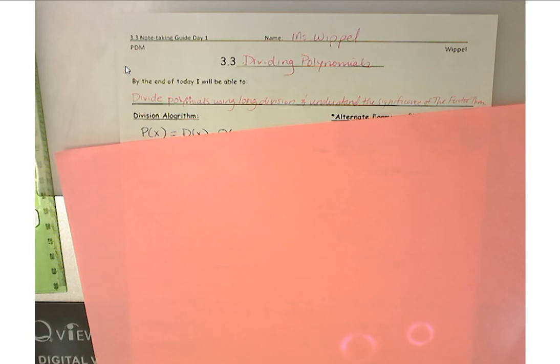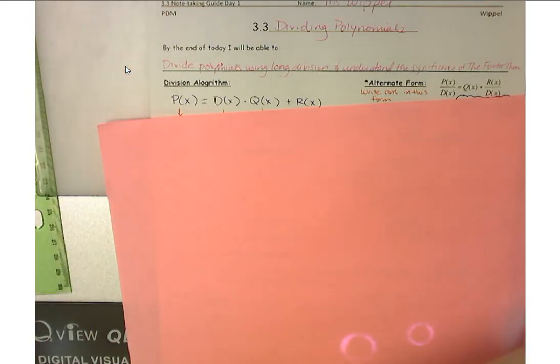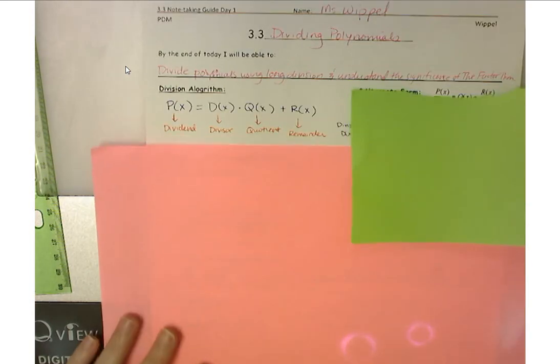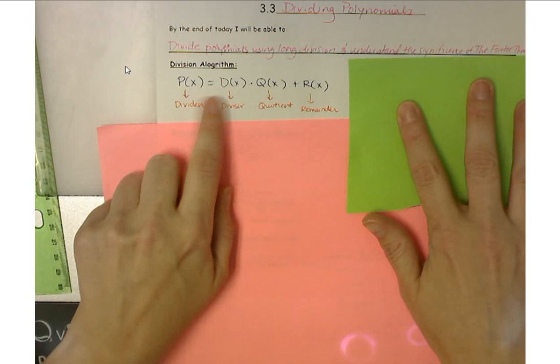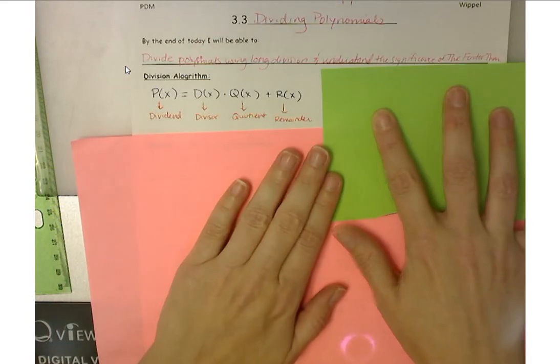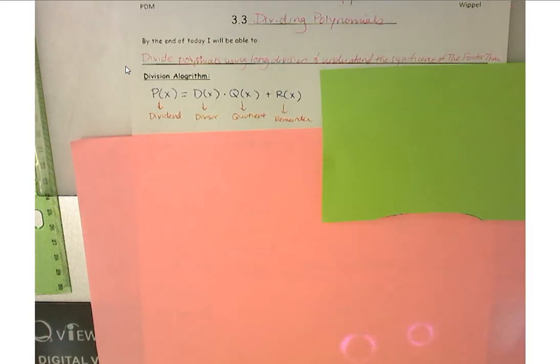And we are going to do this using long division and understand the significance of the factor theorem. So with the factor theorem, we'll also be using synthetic division today. So the first thing the textbook mentions when you're doing long division is this division algorithm, that P of x equals D of x times Q of x plus R of x. Which really, when you say that out loud, it just sounds like a lot of x's, right? It's kind of hard to understand.